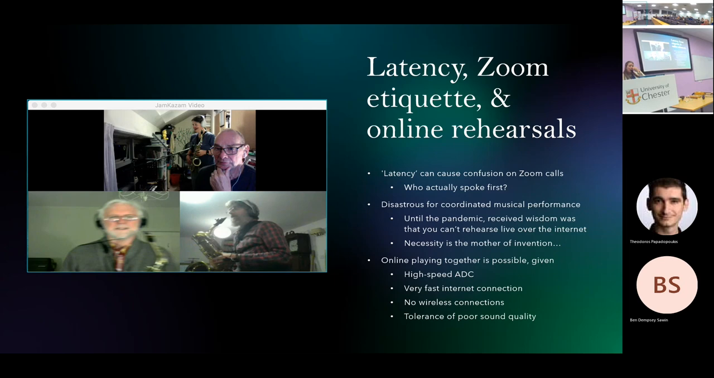So, yes, you can get the latency down to a point where you can play together, and we did very successfully. This is me up there at the back, my friend Gordon on the alto there, Stephen on the baritone on the right there. Gordon's somewhere in Stockport, Stephen somewhere out in deepest Cheshire, and I was in Chester. We did play together. In fact, five or six of us played together in the end, but the sound quality wasn't great. It's newish software, so it's occasionally a bit wobbly, but it is possible, it can be done. So one of the things the pandemic has taught us is that there are ways around 85% of this problem, not all of it, but there are ways around quite a lot of it.